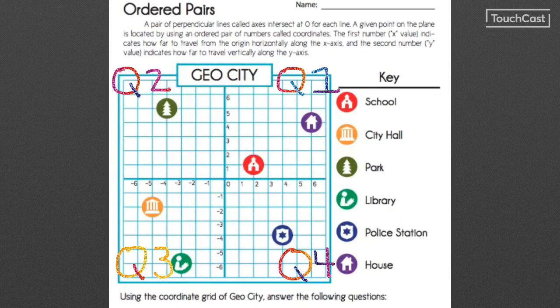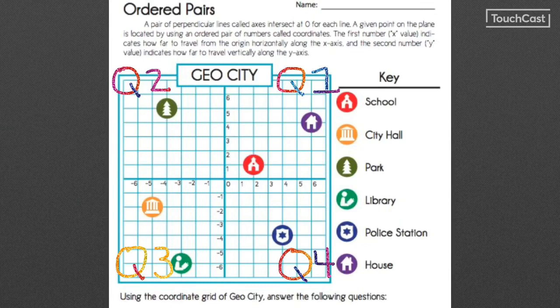I wanted to review the 4 quadrants of our coordinate plane. Quadrant 1 always starts in the top right-hand corner. Then we go counterclockwise as we label the rest. So quadrant 2 is the top left, quadrant 3 is the bottom left, and quadrant 4 is the bottom right.